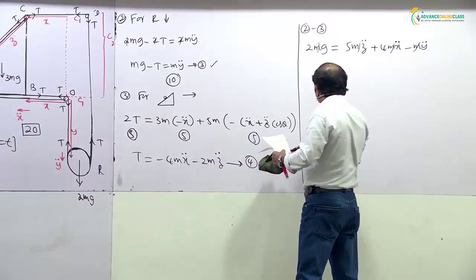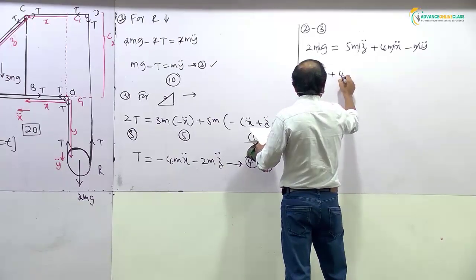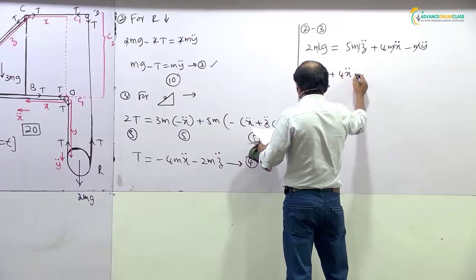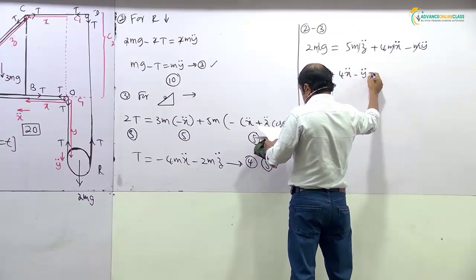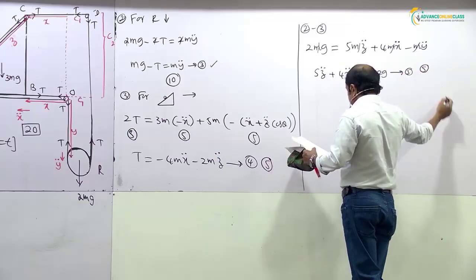And simplifying this, we can take 5z double dot, 4x double dot, y double dot equals 2g, equation number 5. For this another 5 marks.